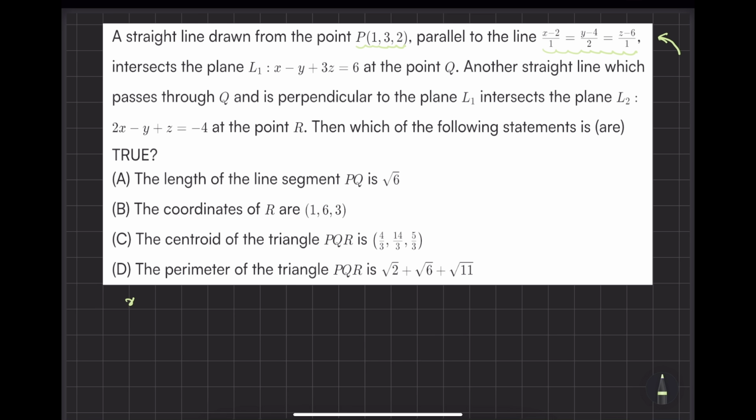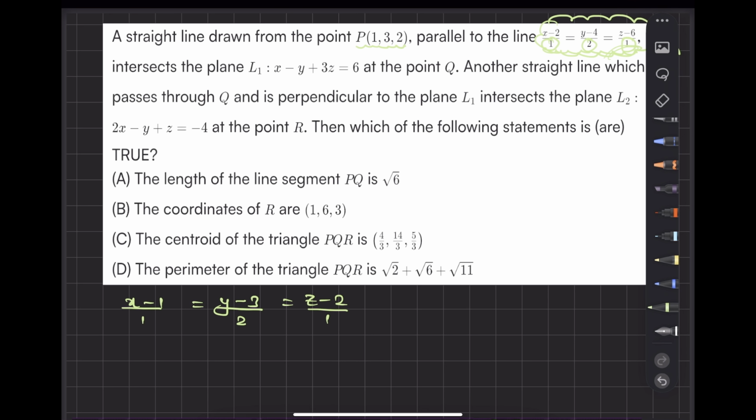So, let's copy that. x minus 1, y minus 3, z minus 2, and we need a vector along the line. You know that this line is parallel to this line, and this line is along the vector 1i plus 2j plus k, so we can use that vector 1 2 1. So these guys are talking about the same straight line.